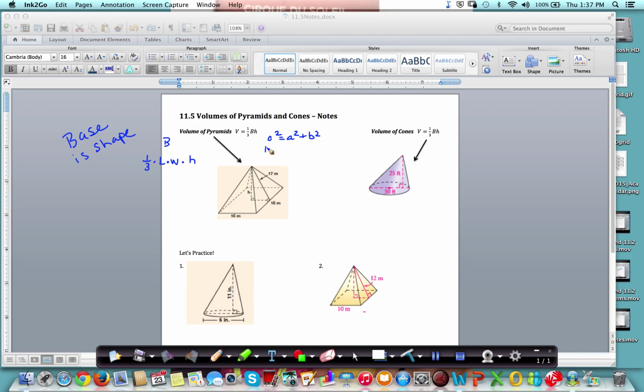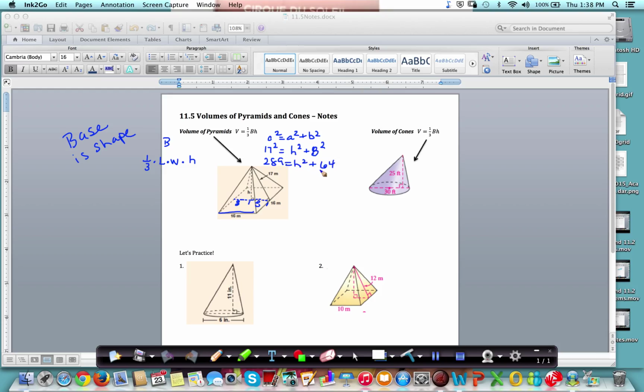So our hypotenuse is 17 squared equals H squared plus, and then over here, if this entire length is 16, then this entire length is 16. But I only want this piece of it. So I would say that that's 8 and 8, right? Half and half. So I'm going to have 8 squared. So 17 squared is 289 equals H squared plus 64.